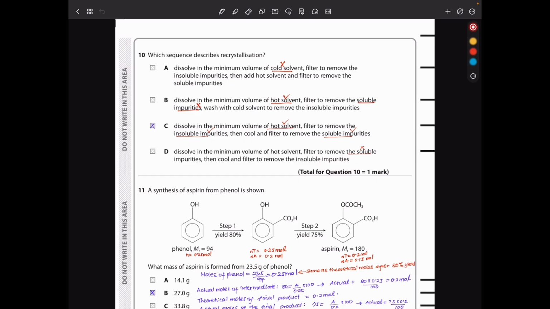So based on those steps, C is the answer. Dissolve in the minimum volume of hot solvent, filter to remove the insoluble impurities, then cool and filter to remove soluble impurities. C should be the answer.